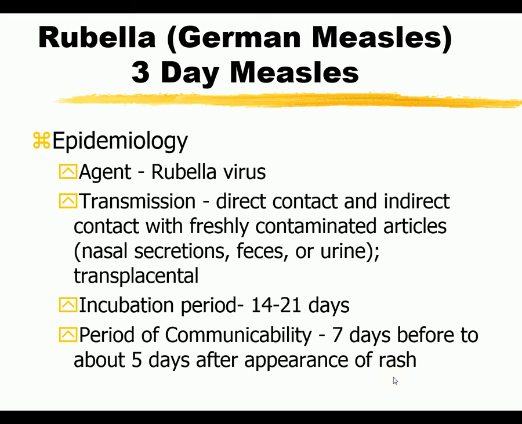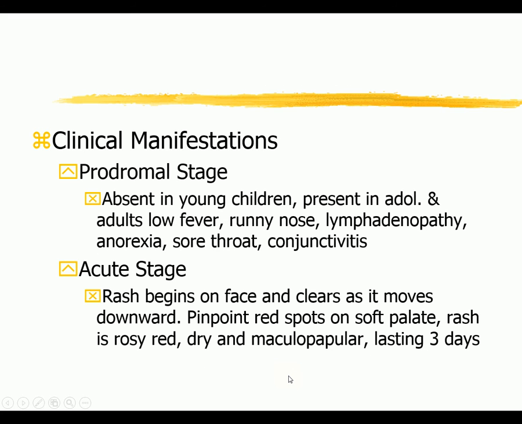Rubella is a big thing as far as pregnant women. The period of communicability is about 7 days before to 5 days after the appearance of the rash. During the prodromal period, this is absent a lot of times in children. But in the older adult and in adolescence, you may see a runny nose, lymphadenopathy, anorexia, sore throat, conjunctivitis. You're really not going to know what's going on.